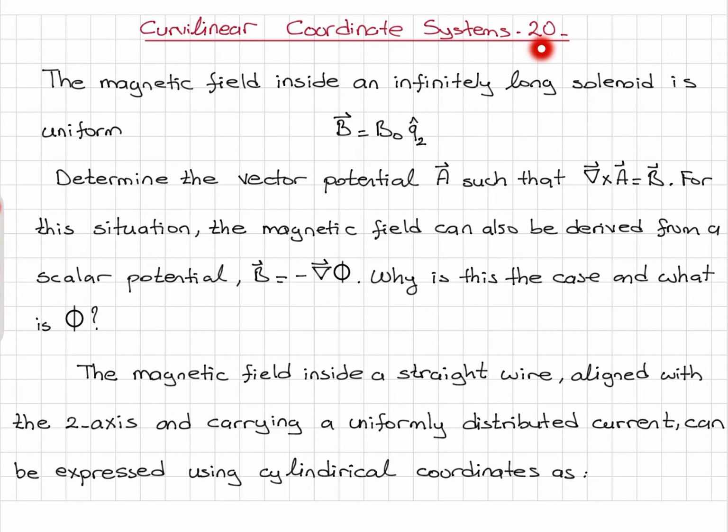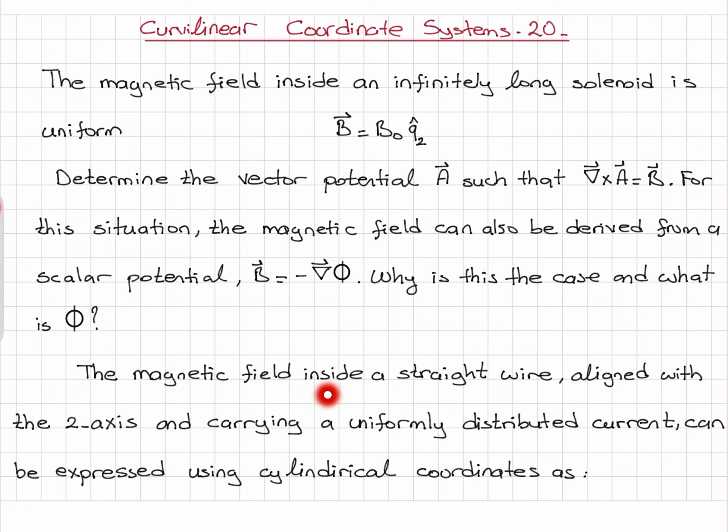Curvilinear coordinate systems 20. The magnetic field inside an infinitely long solenoid is uniform, it's B0 ẑ. Determine the vector potential A such that curl A is equal to B. For this situation, the magnetic field can also be derived from a scalar potential, B is equal to minus gradient phi. Why is this the case and what is phi?